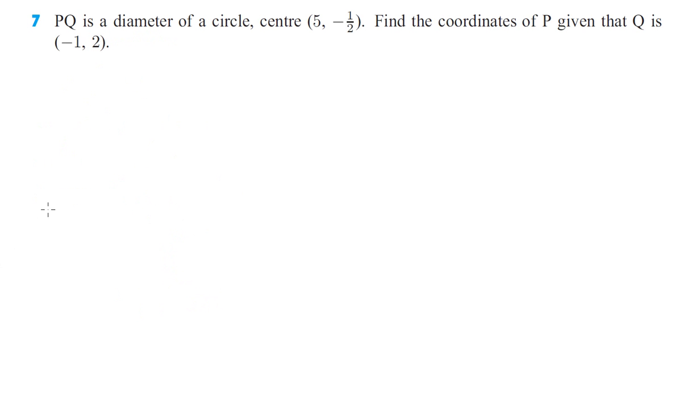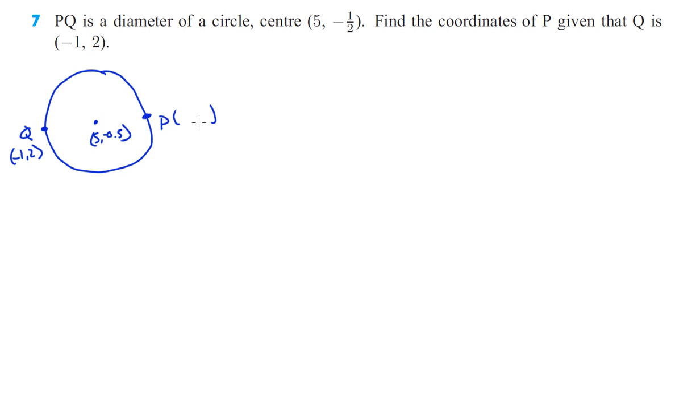Moving along. Number 7. PQ is the diameter of a circle whose center is 5, negative 1/2. Find the coordinates of P given that Q is negative 1, 2. So this is just like the problems we were doing a little bit earlier, where they gave you the midpoint and they gave you an endpoint. You had to find the other endpoint. So the center is at 5, negative, I'm going to go 0.5, and then given that Q, we'll just put Q here, call that negative 1 and 2. And then we have to find P, right?